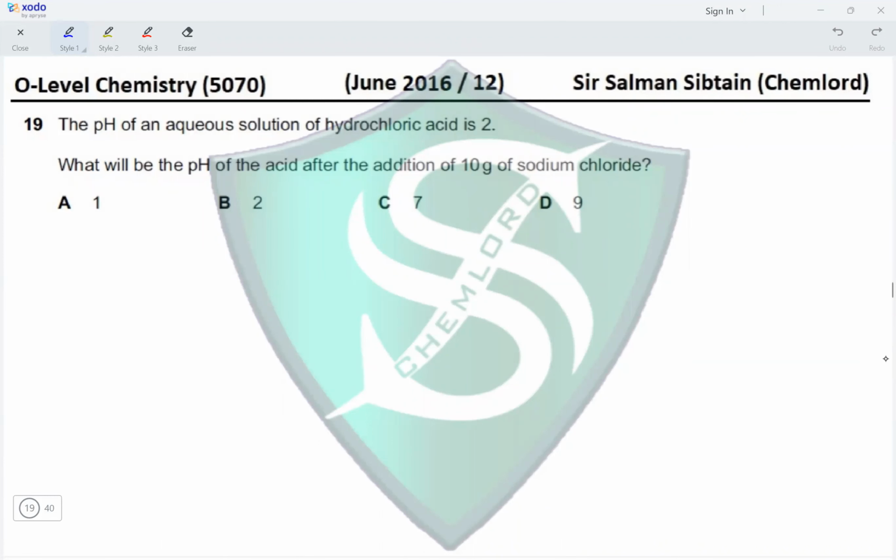Question 19. The pH of an aqueous solution of hydrochloric acid is 2. What will be the pH of the acid after the addition of 10 grams of sodium chloride? Now, NaCl is a neutral salt. If we add any neutral salt to a solution of a strong acid, it will have no effect on the pH of that acid. Therefore, the pH will remain 2, making option B the correct option for this question.